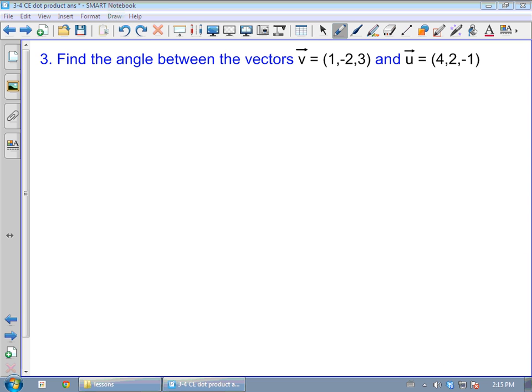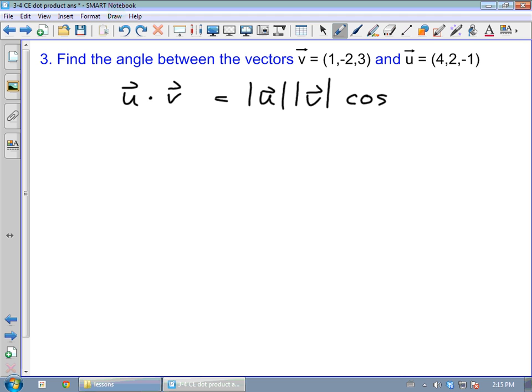So we want to find the angle between two vectors. Vector v is 1, -2, 3, and vector u is 4, 2, -1. And what we're going to use here is both forms of the dot product. We're going to use the fact that our algebraic form, u dot v, is equal to the magnitude of u times the magnitude of v times the cos of the angle between them. And it's the cosine of the angle between them that we're trying to find here.